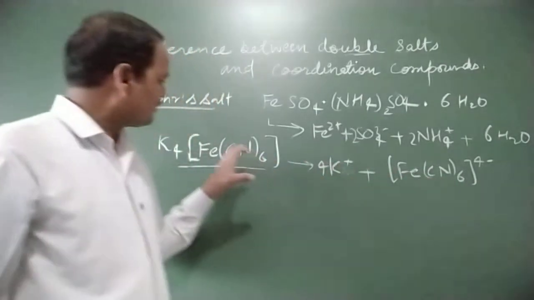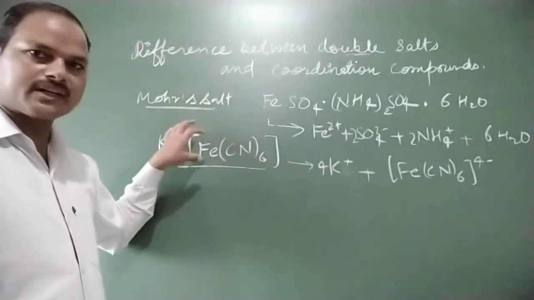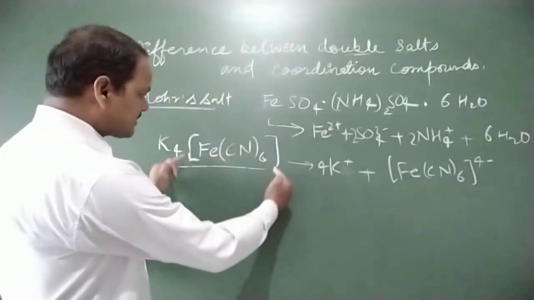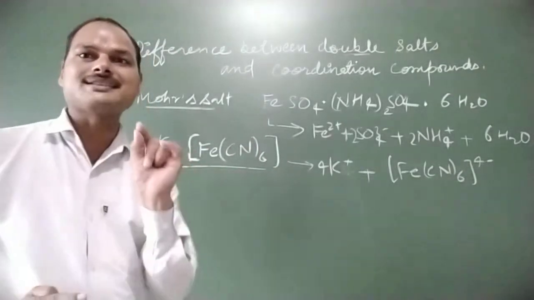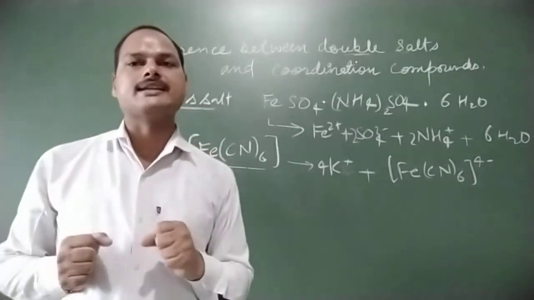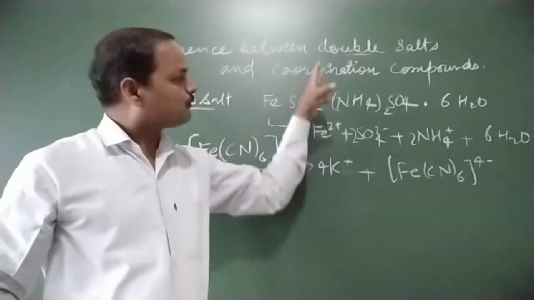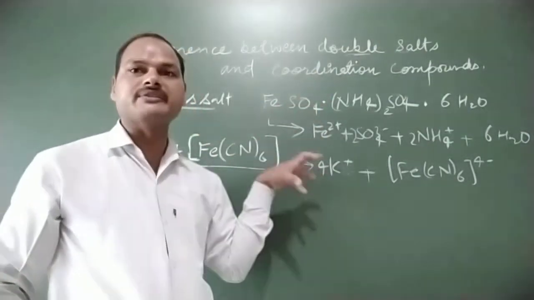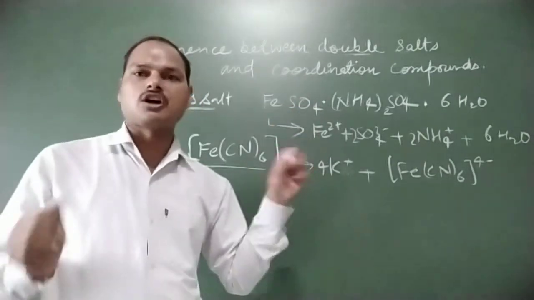It means in the case of a complex or coordination compound, the part which is written within the bracket remains as a single unit. It will not furnish further free ions. This is the first point of difference between these two salts.